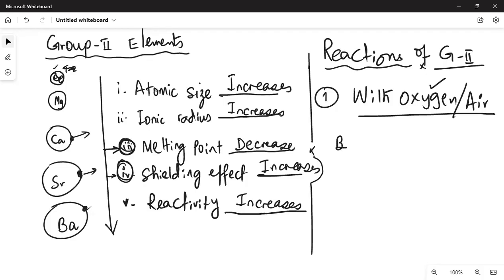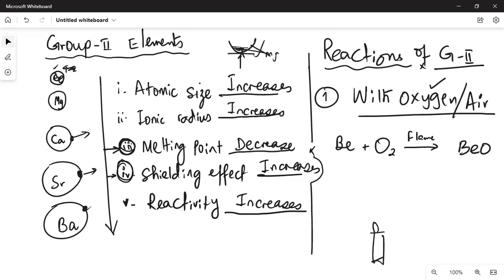Like beryllium plus oxygen would be beryllium oxide. And all these reactions happen in the presence of flame. We don't heat them in an evaporating dish, where you put the metal powder in the dish and heat it. We are not doing that. We are actually heating these metal powders on a flame or Bunsen burner. We put some powder, beryllium or magnesium, on a spatula and bring it into the flame and see what color the flame would be.